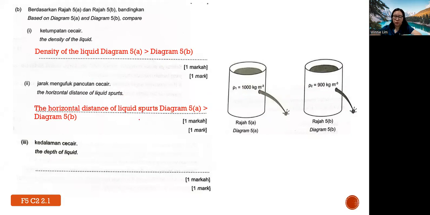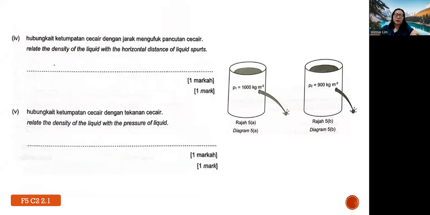That means if you want to say B first, also no problem. Then, like mentioned just now, that is actually the same for both diagrams. So this is the way how you write it. Then normally after they ask you to compare, they will ask for relationship.